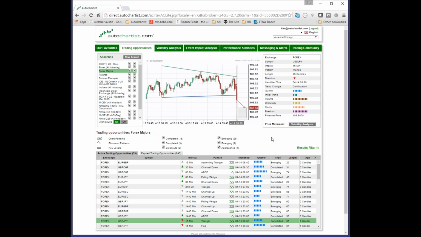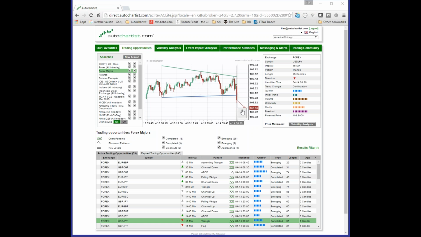The first thing I need to do before we look at some of the stats is explain firstly how we analyze the performance and what we actually mean by performance statistics. I've got an example on my screen right now, which is a USD JPY example. I'm hoping you can all see that. There's been a breakout to a support level, and Autochartist projects a movement down to 108.80 for the USD Japanese yen.